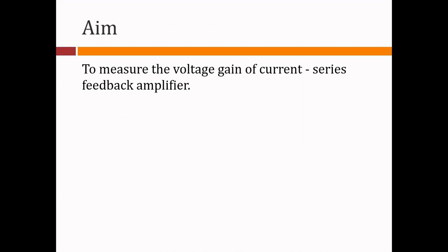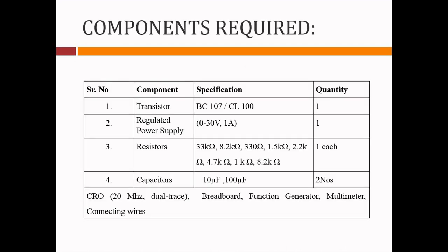Now the aim of this experiment is to measure the voltage gain of the current series feedback amplifier. These are the components required. As a transistor we are going to use BC107, a regulated power supply, and a set of resistors and capacitors. We also require a CRO of 20 MHz dual trace, breadboard, function generator, multimeter and connecting wires.